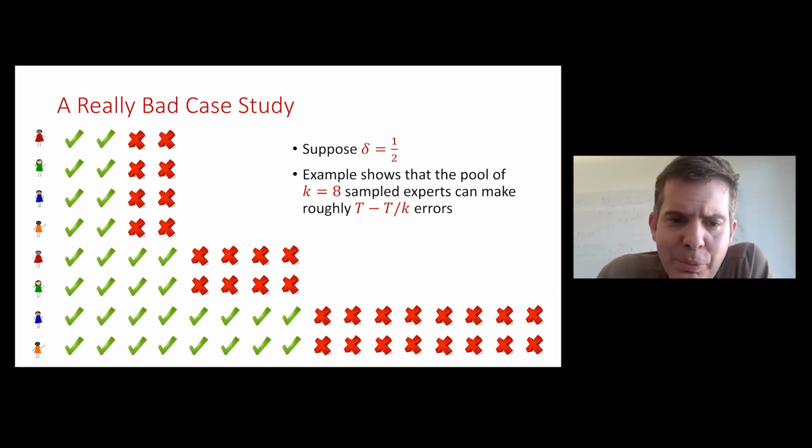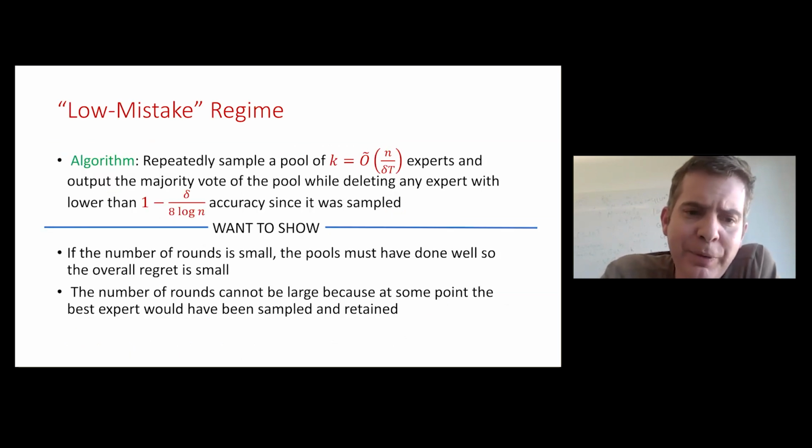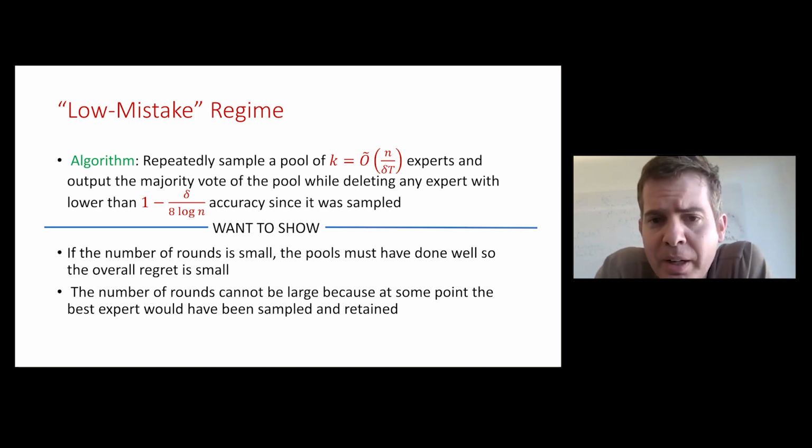Yeah, so I guess I'm running out of time, so let me skip over the details, but you can fix that. Just the algorithm is in this first bullet. Repeatedly sample a pool of n over delta t experts and output the majority vote of the pool.